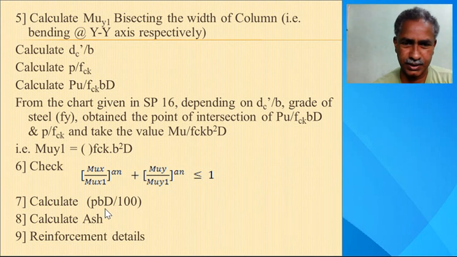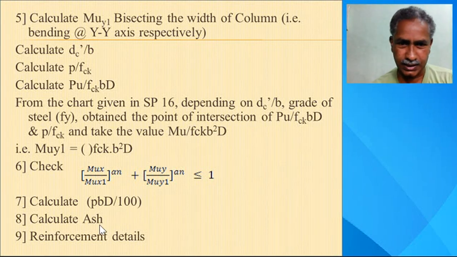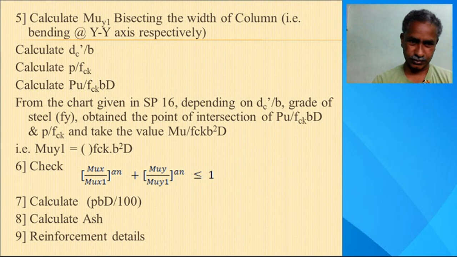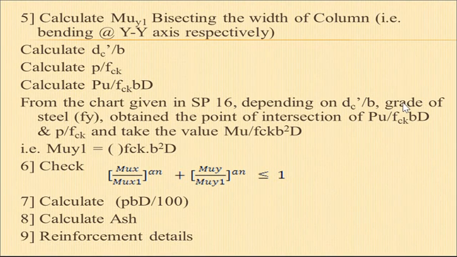Then calculate PBD, that is the percentage of steel, and calculate the ASC. Then calculate the lateral ties and reinforcement detail. Now this is about the design of the biaxial column.